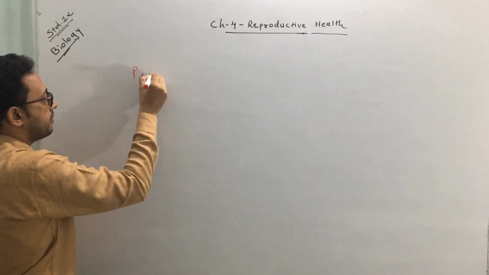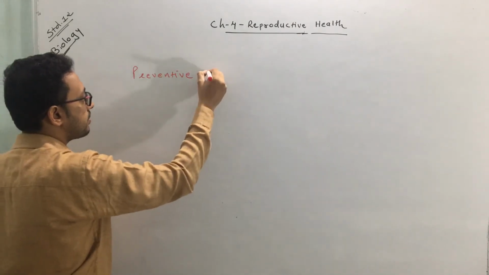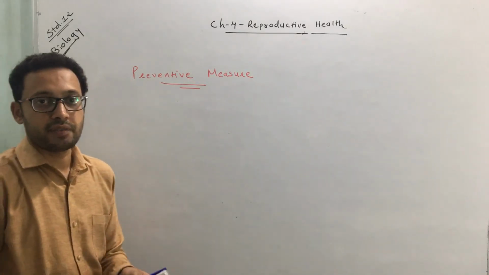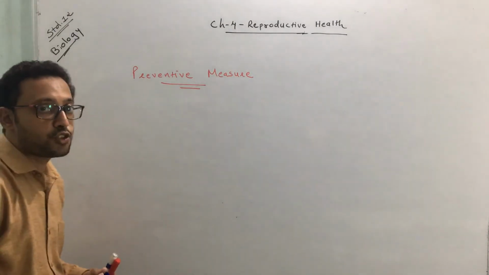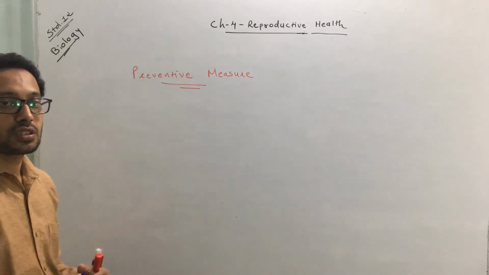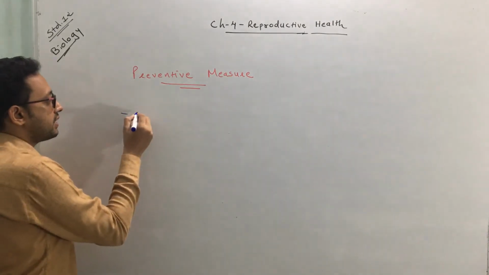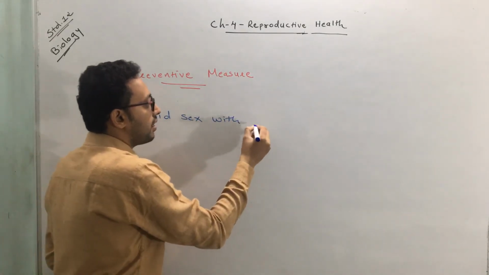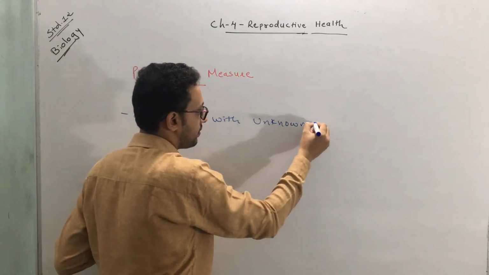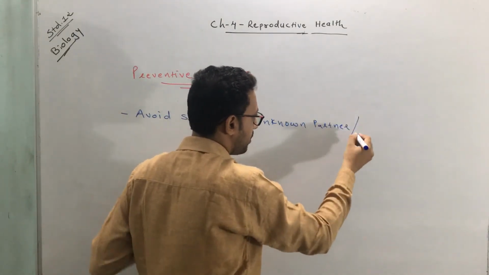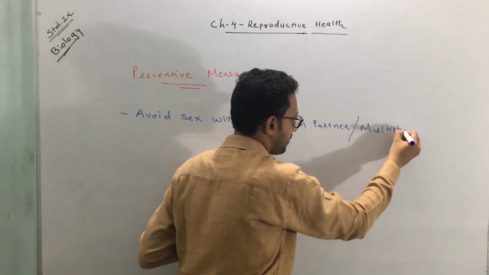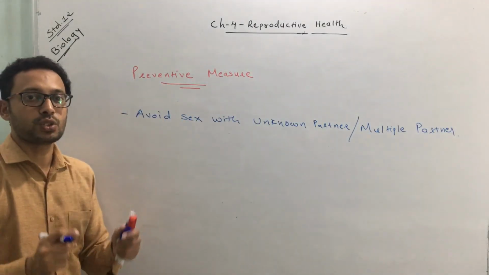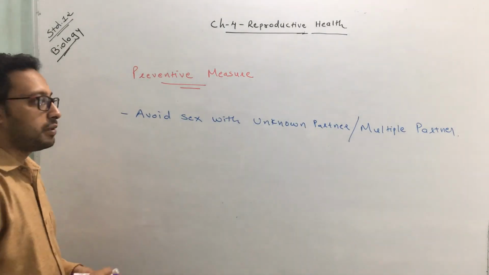So preventive measures, because prevention is a better approach than the cure. Prevention is better than cure. So that's why we try to prevent this, so the disease does not occur in anyone. First is avoid sex with unknown partner or multiple partners. This is the first strategy to be followed. Avoid sexual intercourse with unknown partner or multiple partners.